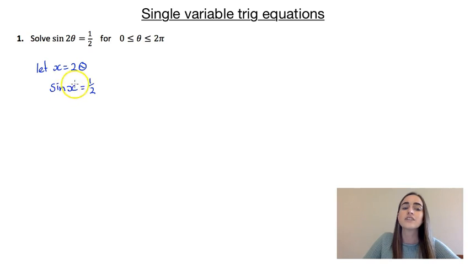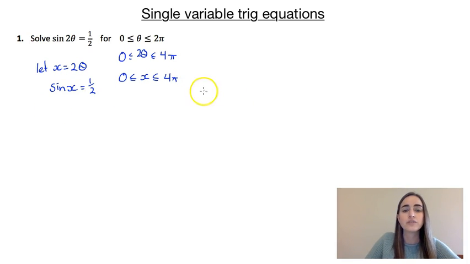Now, if we change this 2 theta to an x, that's also going to change our domain. Because if we had a 2 theta in there instead, we'd have to multiply both the ends of our domain by 2 as well. So that would be 0 and 4 pi. So for this equation here, we're going to have x between 0 and 4 pi.